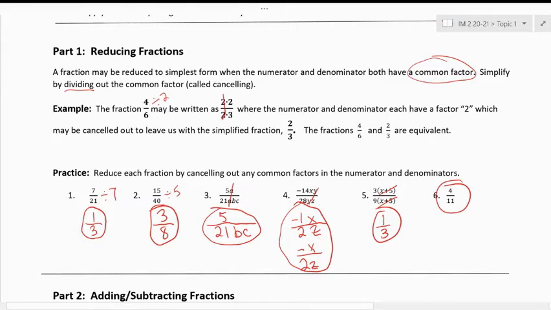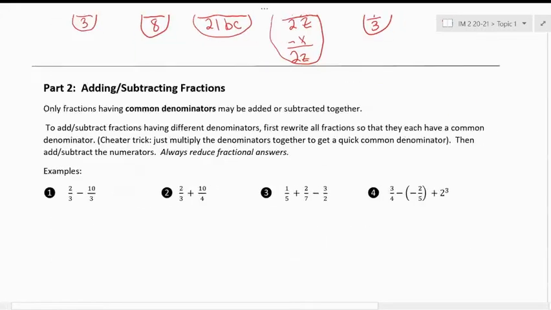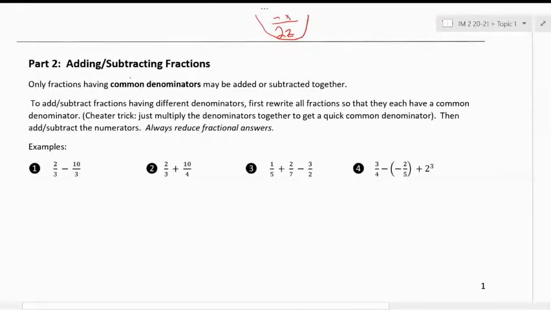So that's reducing. And we always have to simplify or reduce our fractions. Now, adding and subtracting fractions, the key thing here is we need common denominators. They don't have to be the lowest common denominator. They just need a common denominator. To add and subtract fractions that have different denominators, we need to write all the fractions so they have the common denominator. The easiest way to do that, if you're stuck, is to multiply the denominators to get the common denominator. Then add or subtract the numerators. Always reduce your fraction answers.